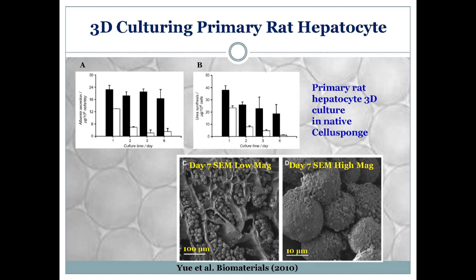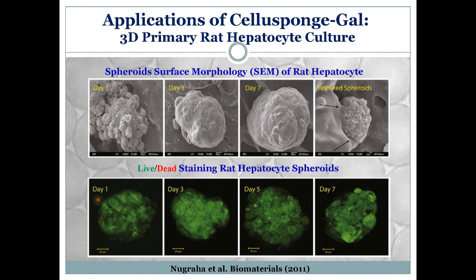Cellosponge not only can conjugate collagen for stem cells, but also galactose for hepatocyte cells. On the top, you can see hepatocytes cultured in Cellosponge galactose form spheroids within 1 day of seeding. On the far right, the arrow in the figure shows spheroids attached on sponge surfaces.